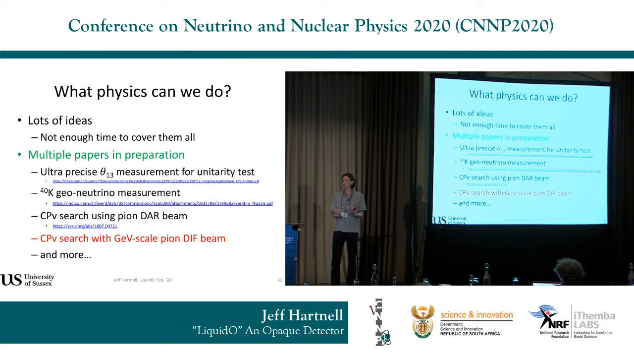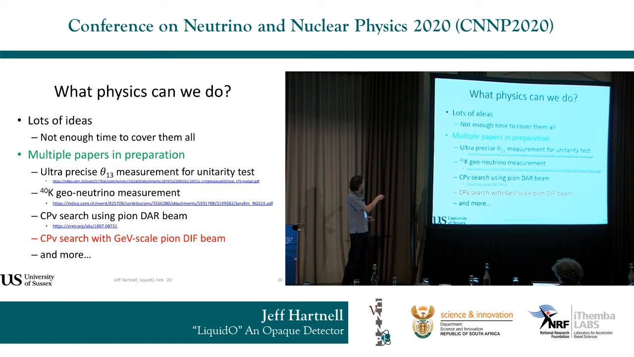Now, moving on to the last section of my talk, what physics could we do with this type of detector? So, you know, there are a lot of ideas, and unfortunately, I don't have time to cover them all. So I've got some links here, which you can follow if you'd like more information on particular topics. One idea is to make an ultra-precise D213 measurement. This would be useful in the future for tests of unitarity. And there, you'd really be exploiting the ability to reject backgrounds by using the positron identification.